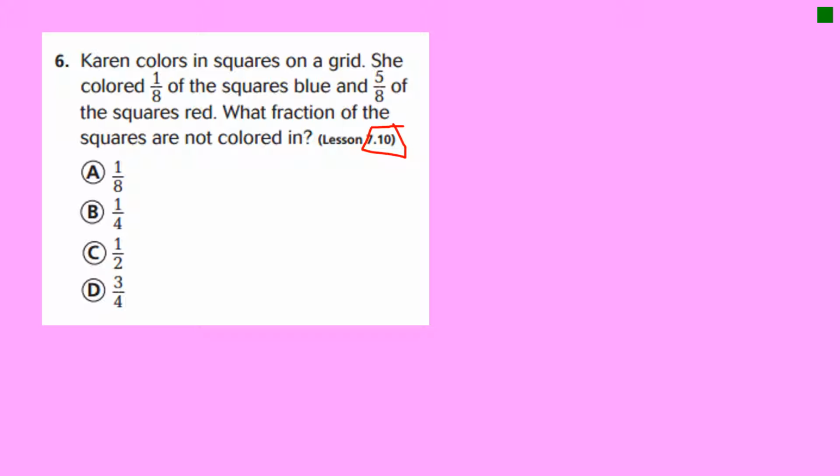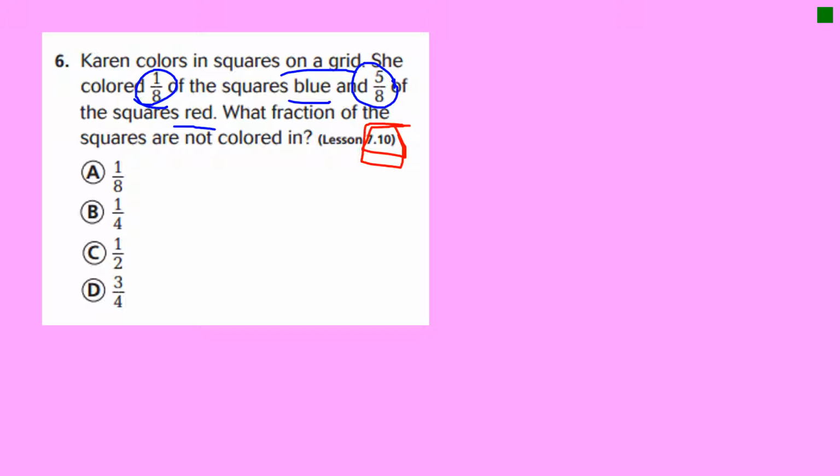This is from Lesson 7, Chapter 10. Trust me. All right, number 6. Karen colors in squares on a grid. She colored 1/8 of the squares blue and 5/8 of the squares red. What fraction of the squares are not colored in? All right, so let's go back and reread this. She colors squares on a grid. So she colored 1/8 blue and 5/8 red.